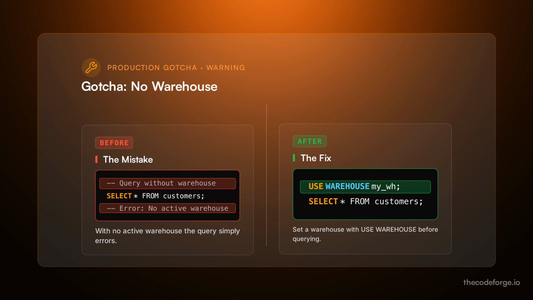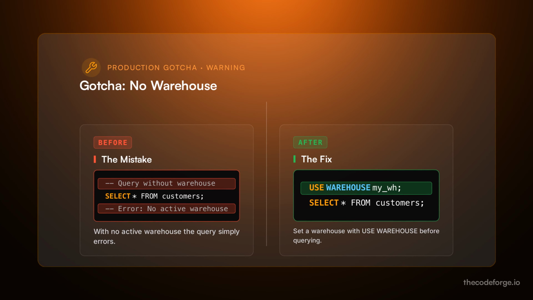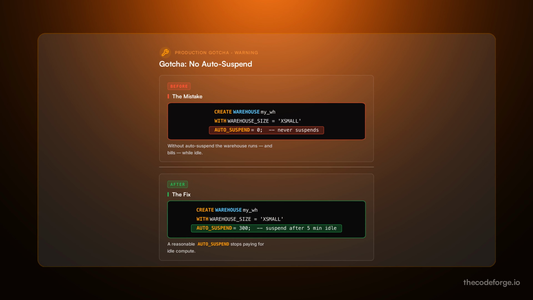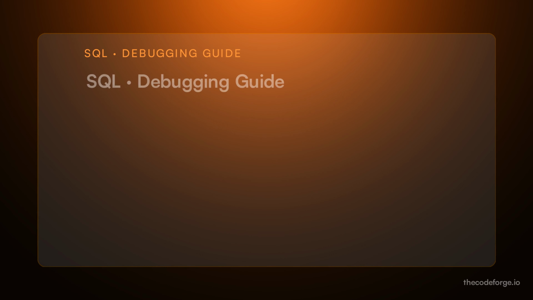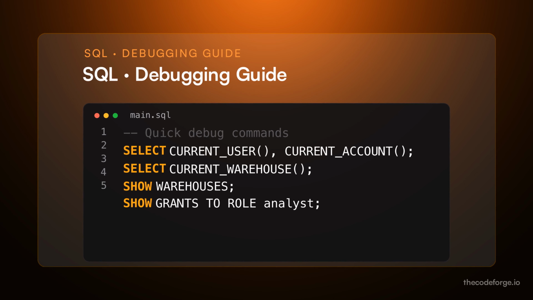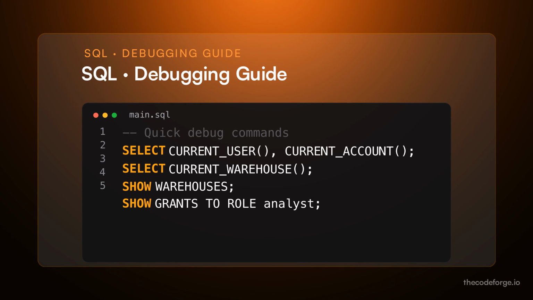Always set a warehouse with USE WAREHOUSE before querying. Otherwise, you'll get an error. Without auto-suspend, your warehouse runs continuously, incurring costs even when idle. Always set auto-suspend to a reasonable value like 300 seconds. Start diagnosis by checking your current user, account, and warehouse. Use SHOW WAREHOUSES to verify warehouses exist and SHOW GRANTS to audit privileges.